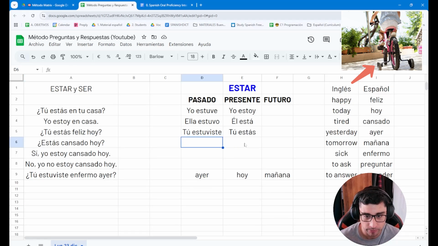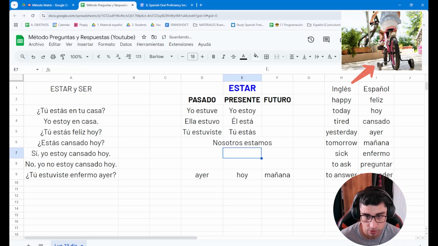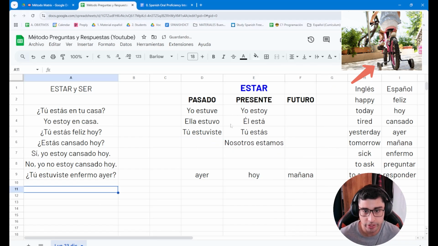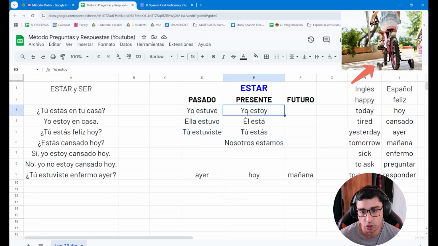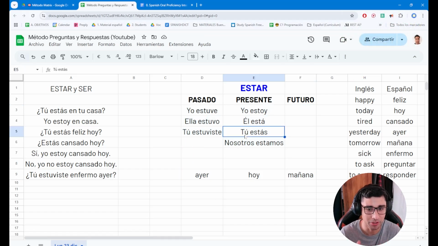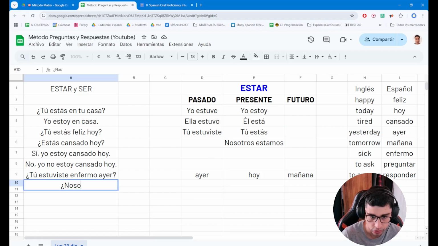So let's continue. Now let's use we, nosotros. Nosotros estamos. So I could ask you, because the idea of this is to use all the conjugations eventually. But of course, yo, tú is the most important. They are the most important because we are talking about ourselves most of the time, and also you will be talking with someone specific, okay? So I could ask you, nosotros estamos en un hospital, for instance.